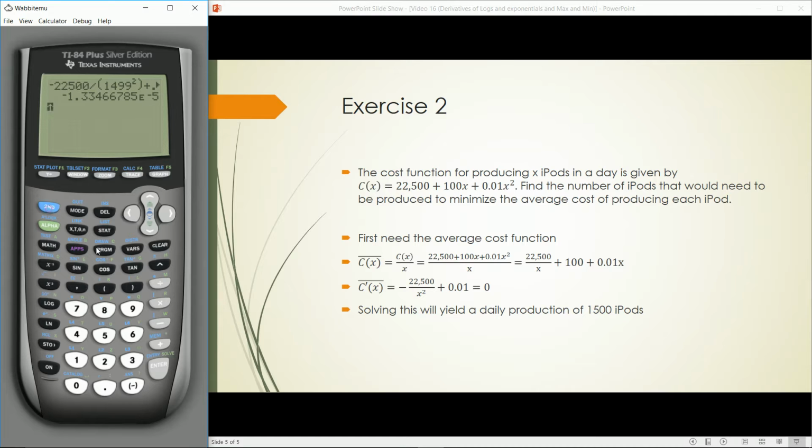One thing you can always do is second, enter, and that brings up the very last thing you put in. So if we go back over here, let's change this to 1,501. Enter. Well, that's a positive number, which means it's going down and then coming back up. So this is in fact a minimum. And if you put that into your average cost function up here, that will give you an average cost of $130 per iPod if you produce 1,500 iPods a day.